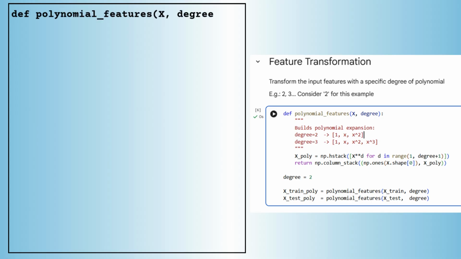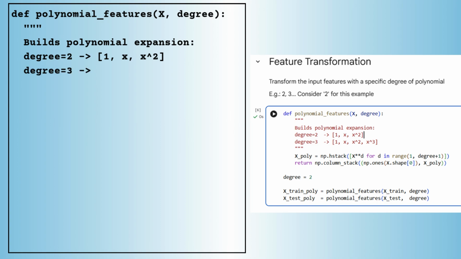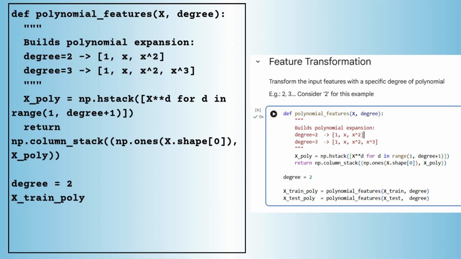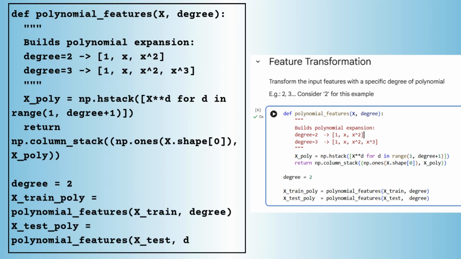Now comes the critical step. We transform our input into polynomial features. This step is the entire heart of polynomial regression. We are giving the model the ability to learn curvature without introducing nonlinear parameters.